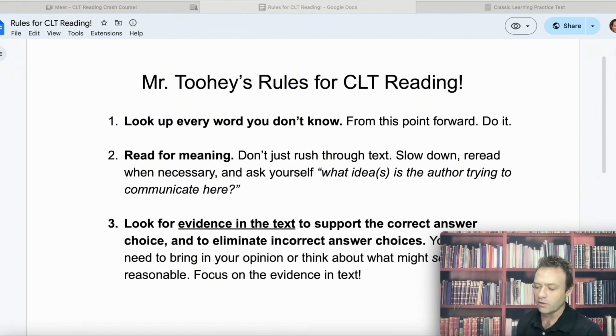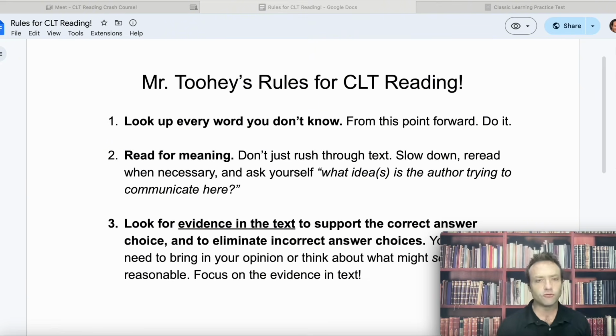There's a couple things I want to talk about first. I want to talk about the design of the course. We're going to start with the reading section of the reading and writing part of the test. We'll spend a couple days on reading, and then we'll move on to the writing or the grammar part of the test a little bit later in the course.